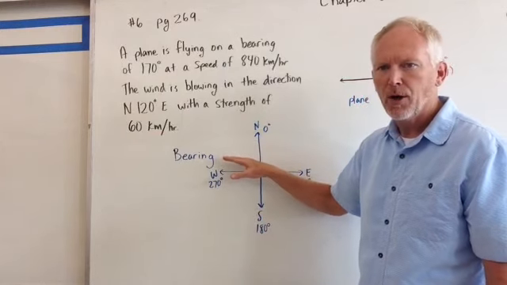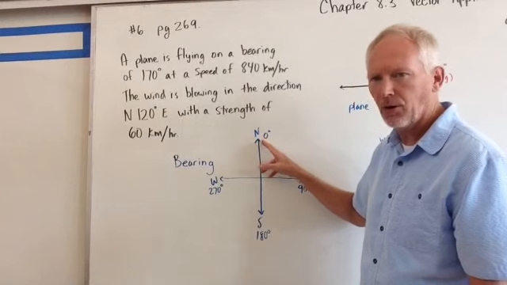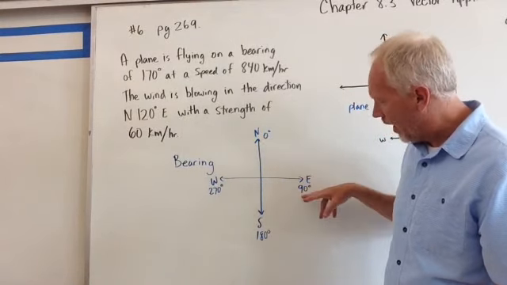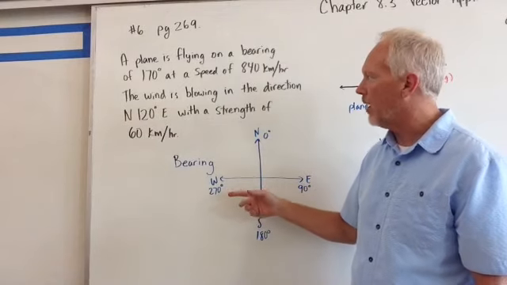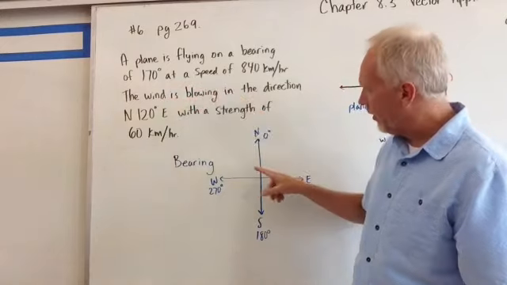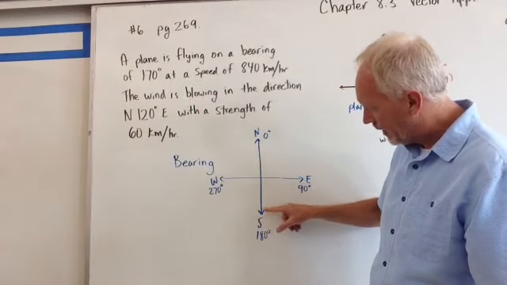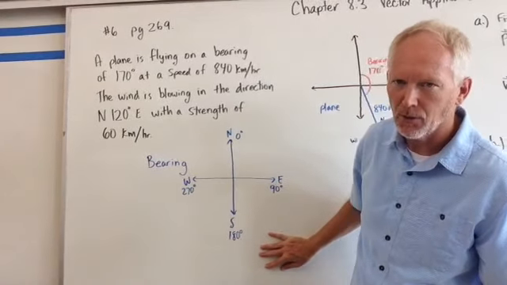Bearings are different from regular trig angles. Bearings take off from 0 degrees, which is north, and work their way around clockwise to 90, 180, 270. So when we talk about a 170 degree bearing, we're really looking at 90 plus another, this would be 180, so just off here. So I have another drawing to help you with that. But keep that in mind when we're dealing with bearings.